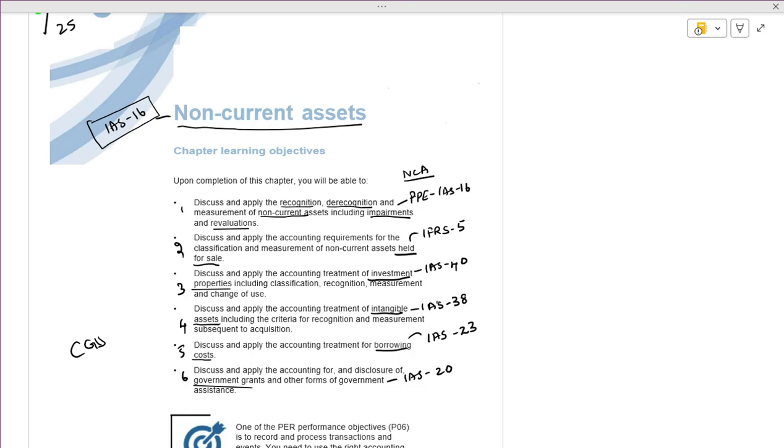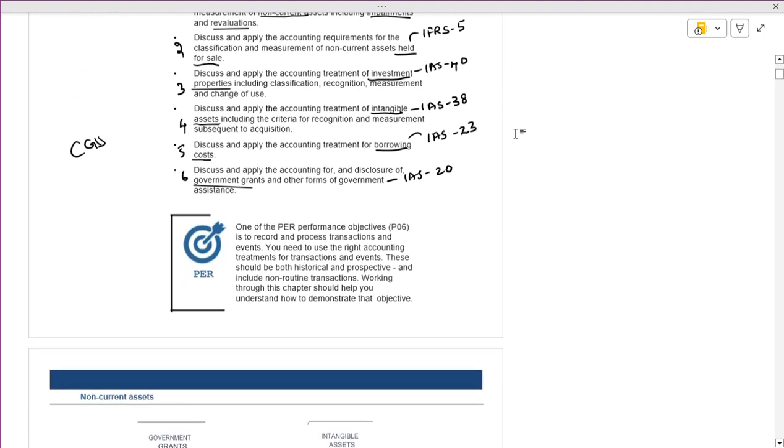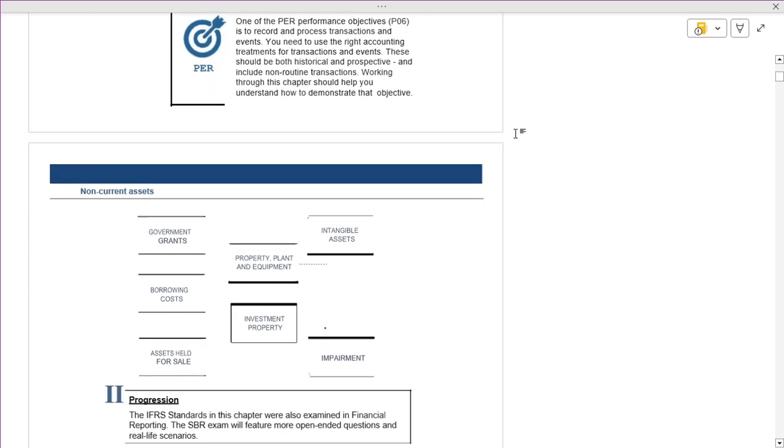These are the things. Now you can understand how many standards we are talking about: IAS 1, 16, 40, 38, 23, 20, and IFRS 5. These are the major areas where we are going to focus. And for every standard, this lecture is very important and very specific. It's not difficult at all. Wherever there is a difficulty level, I will make sure that we work it out.